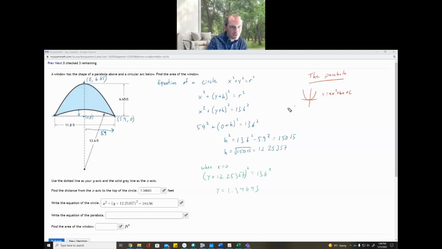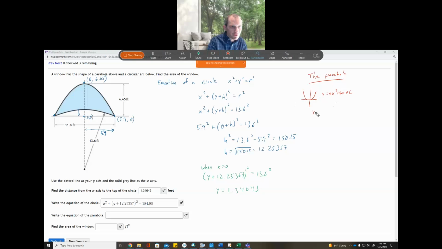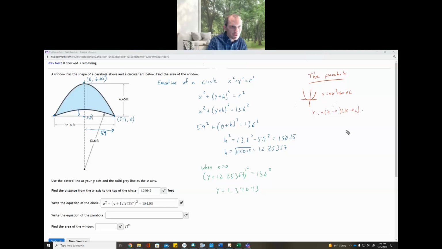But if I think about knowing the x-intercepts of a parabola, if I want to find the x-intercepts, you set it equal to 0 and solve, and you would solve this by factoring. So making use of the information I have, I want to start with the factored form of the parabola. I want to write this as y equals a times x minus one intercept and x minus another intercept.